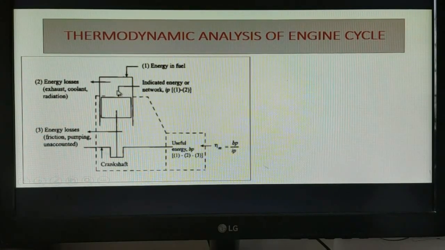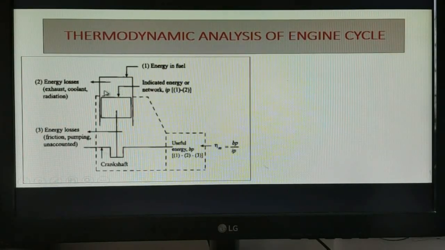So whatever the power that is used to push the piston down is known as the indicated power or indicated energy. So this IP is the indicated power. So what is indicated power? The energy in fuel minus the energy losses. So 1 minus 2 is your indicated power. Whatever the power that is used to push the piston down is known as the indicated power.